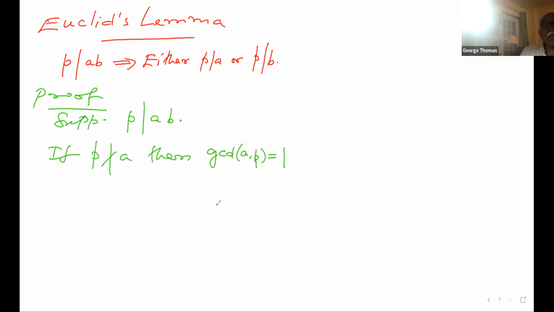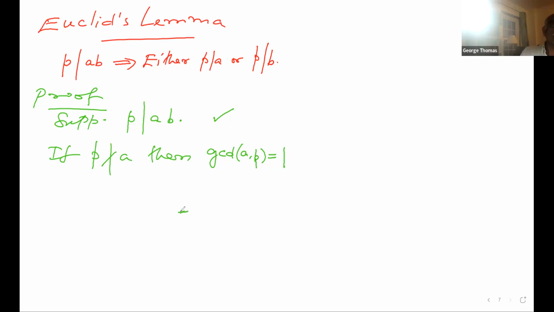Do you agree? Sir, you said suppose P divides AB. So then, accordingly, you're writing the second sentence. But then, how can it be true? Well, suppose P divides AB. That doesn't mean P divides A. Let me give you an example. But sir, imagine P is 6 and A is 8. P doesn't divide A. Then the GCD of A and P is supposed to be 1, but it's not, it's 2.